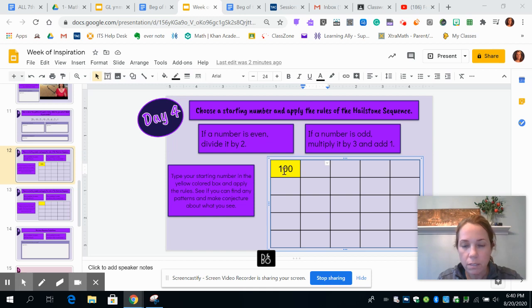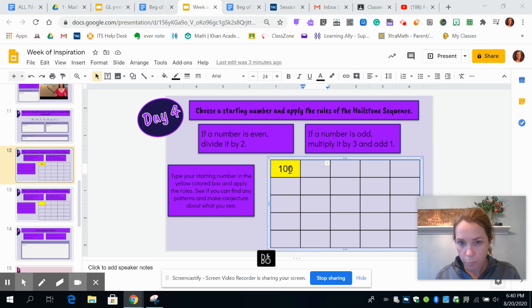So what you see is a 100, and the directions say if a number is even, divide it by 2. Well, first of all, let's come back here. It says type your starting number in the yellow colored box and apply the rules. See if you can find any pattern and make a conjecture about what you see. And a conjecture is kind of like you figuring out a pattern or figuring out what's happening.